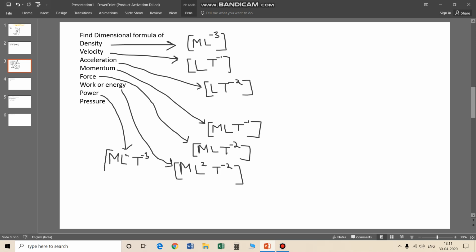This is the dimension. Don't forget to write the square bracket representation. Now pressure. What is pressure? Force per unit area, right? What is force? Where I've written force, M L T to the power minus 2. Pressure will be divided by L square, M L to the power minus 1 T to the power minus 2.